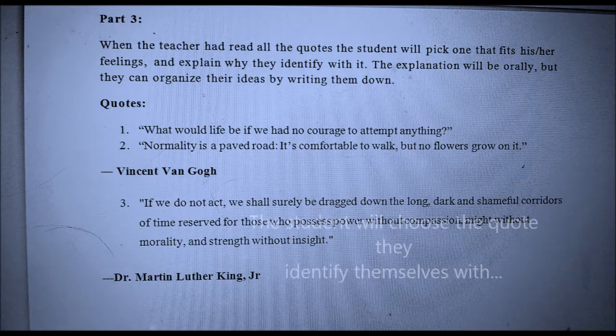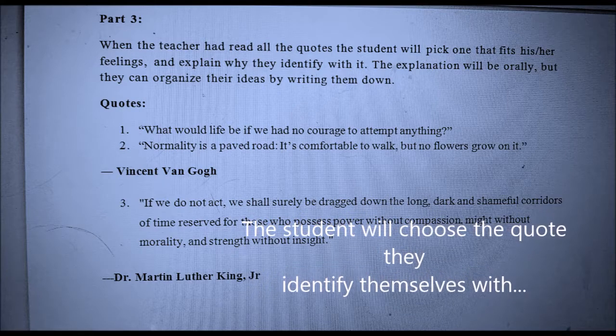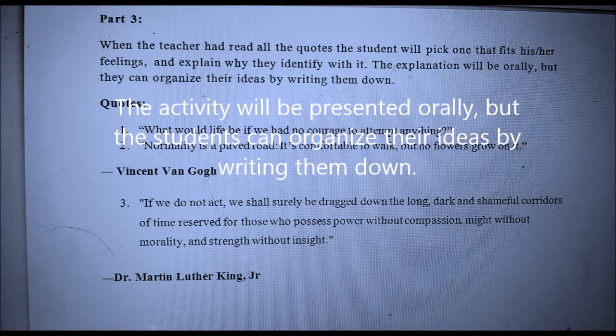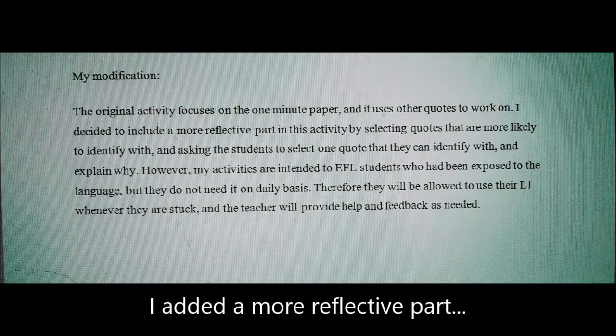When the teacher has read all the quotes, the student will pick one that fits his or her feelings and explain why they identify with it. The explanation will be oral, but they can organize their ideas by writing them down. My modification: the original activity focuses just on the 1-minute paper, and I added a more reflective part by asking the students to choose a quote they identify themselves with and explain why.